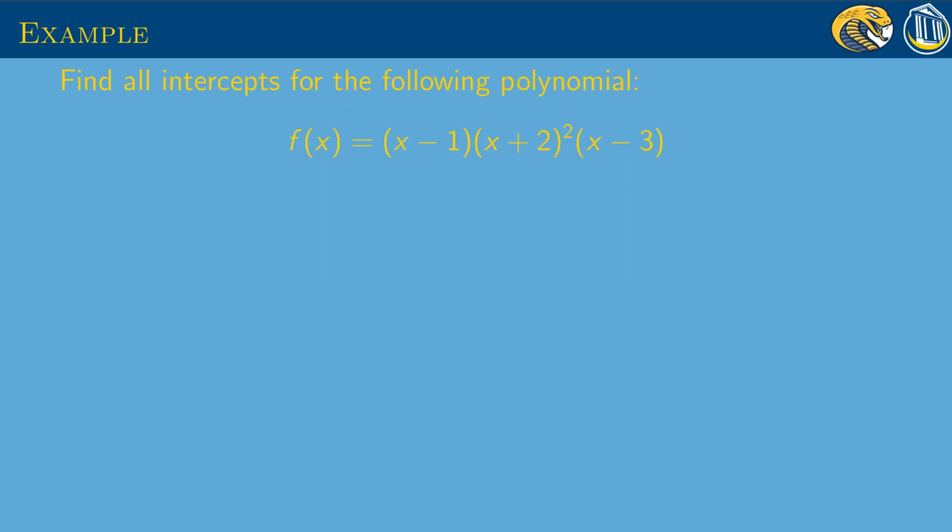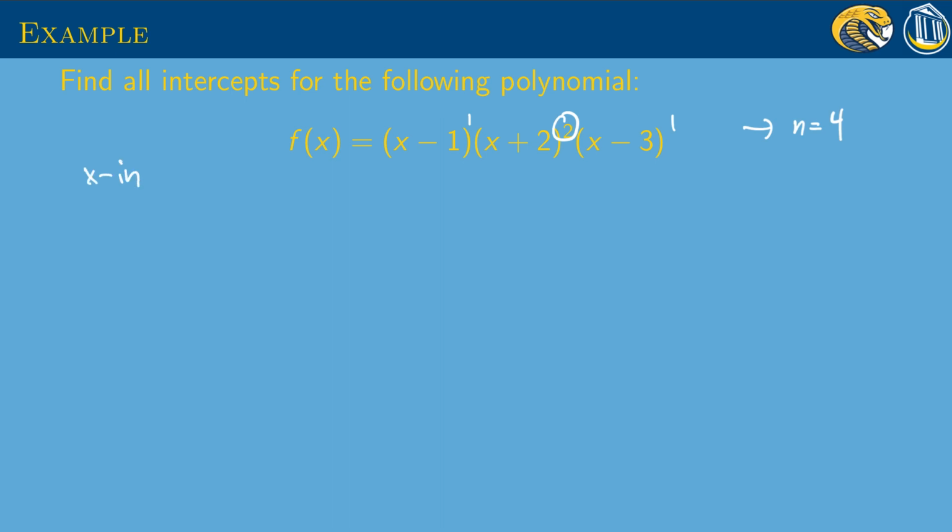Let's do an example. It says find all intercepts for the following polynomial. Let's start with the x-intercepts. We'll notice that if we wrote this polynomial out, we have 1, 2, and then another 1. This polynomial would have a degree of 4, meaning that they can have up to 4 x-intercepts. How do we find them?